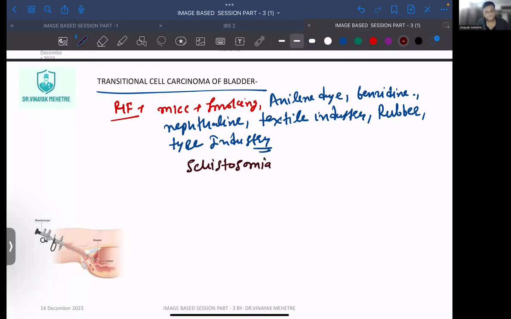Schistosoma haematobium will cause transitional cell carcinoma of the bladder. Treatment? Anyone?